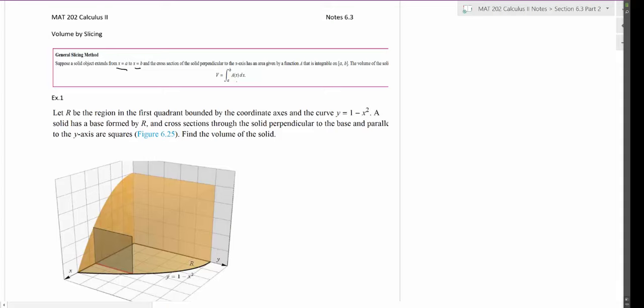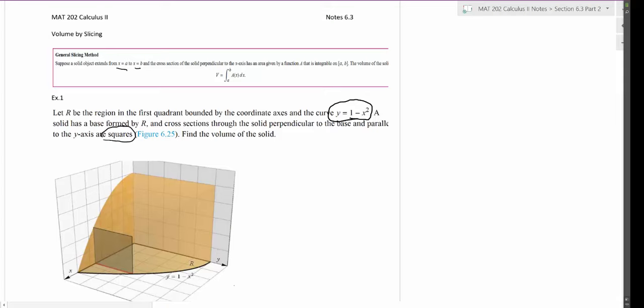So a good way to explain this will be an example kind of like this. I'm looking at, to begin with here, a quadratic y equals 1 minus x squared, kind of like this. And we're going to have a solid that has a base that's perpendicular to the base and parallel to the y-axis. Those are squares. So the diagram shows this pretty well.